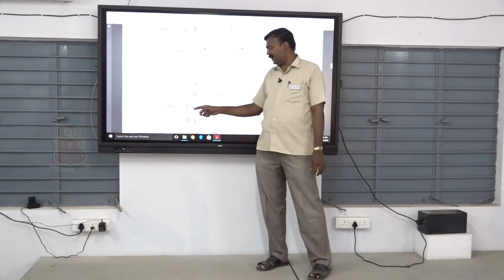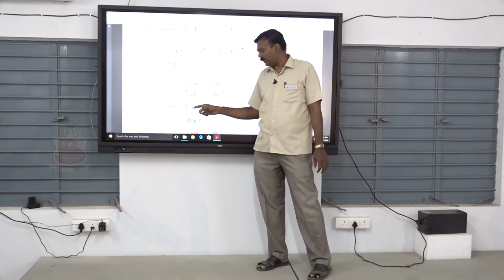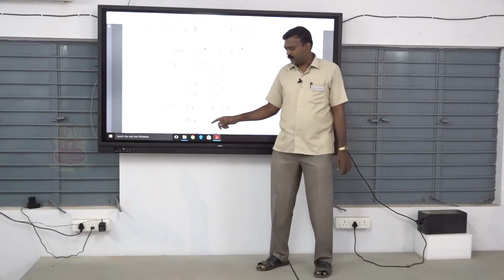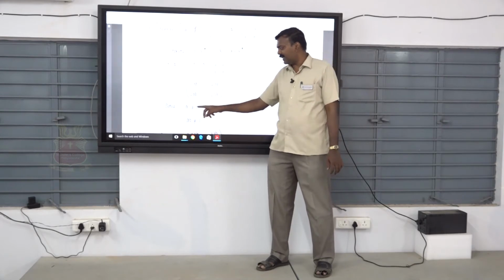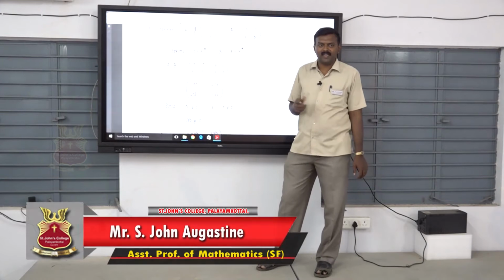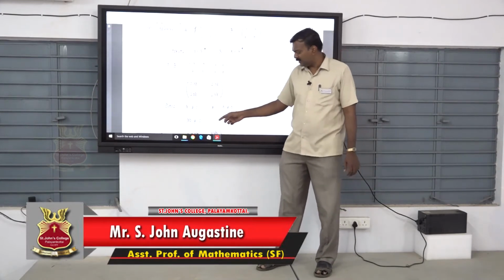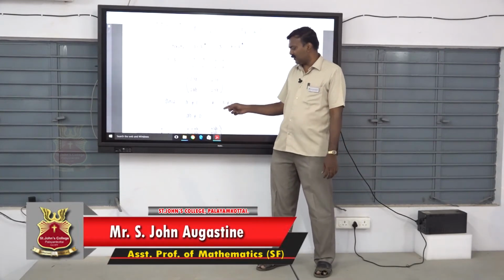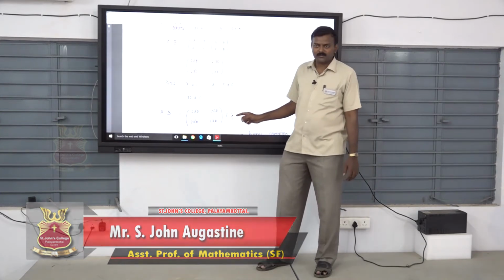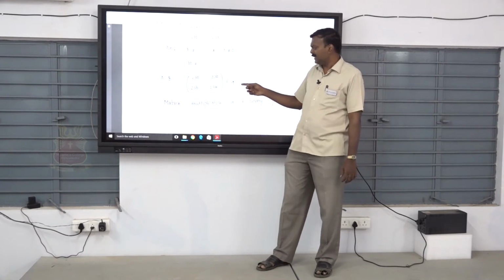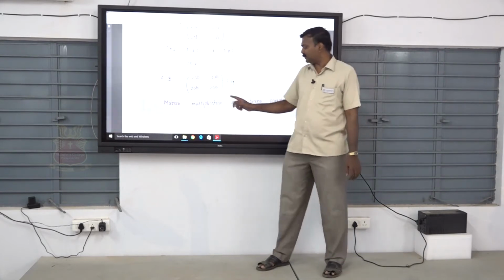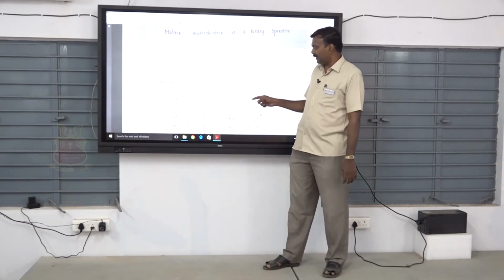Here A is not equal to 0. Why? Because A belongs to R star. Therefore, A not equal to 0 and B not equal to 0. Then AB is also not equal to 0. Therefore, this matrix is not equal to 0, A dot B is not equal to 0. Therefore, this matrix belongs to G. So matrix multiplication is a binary operation.